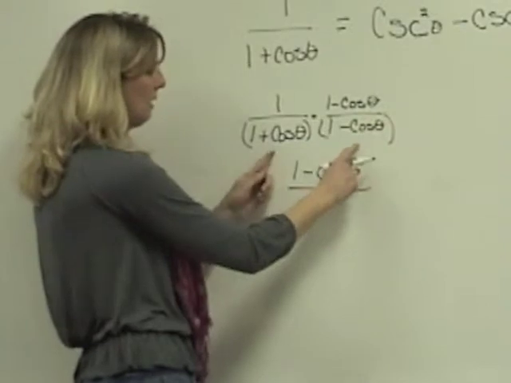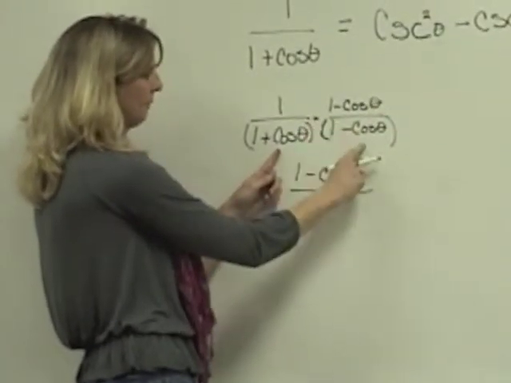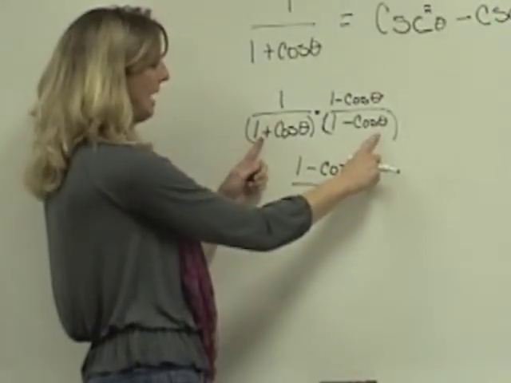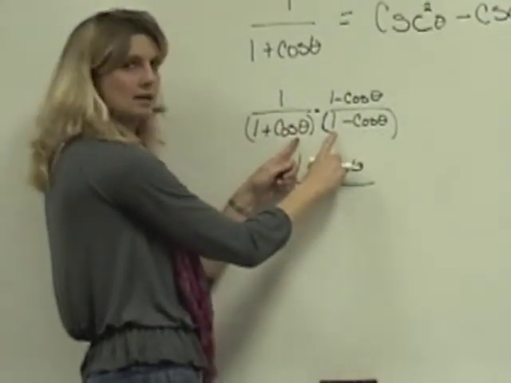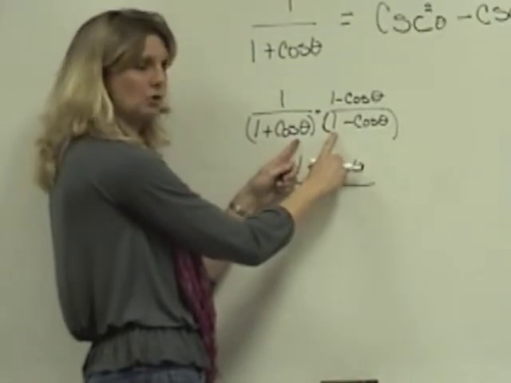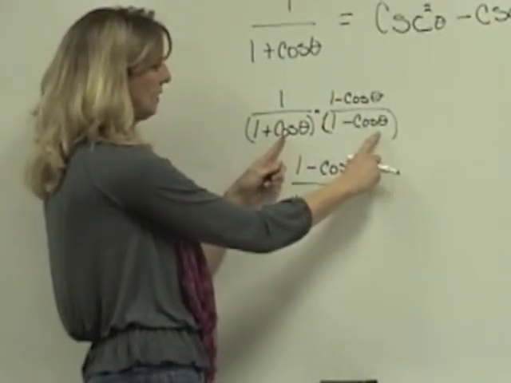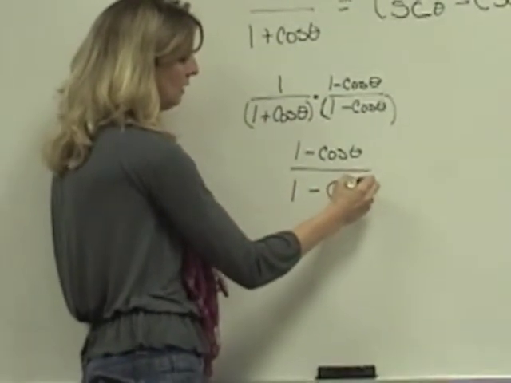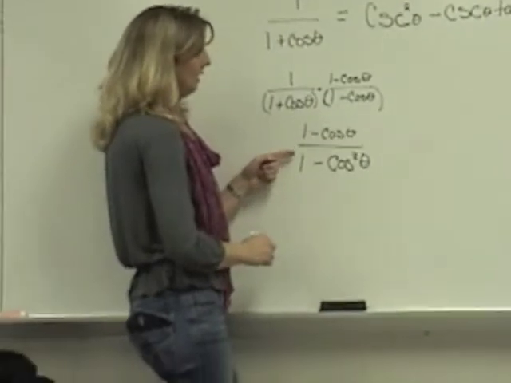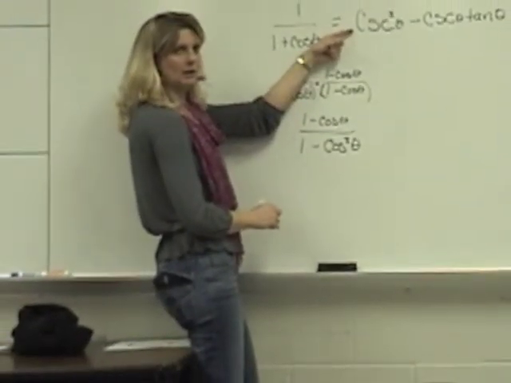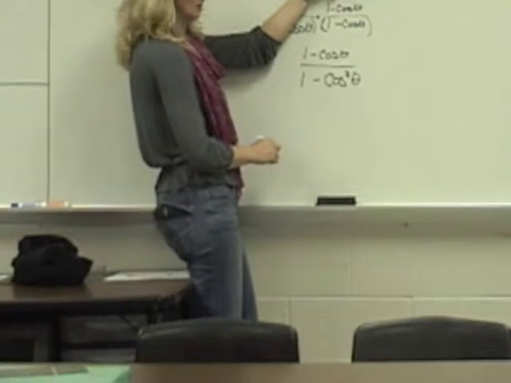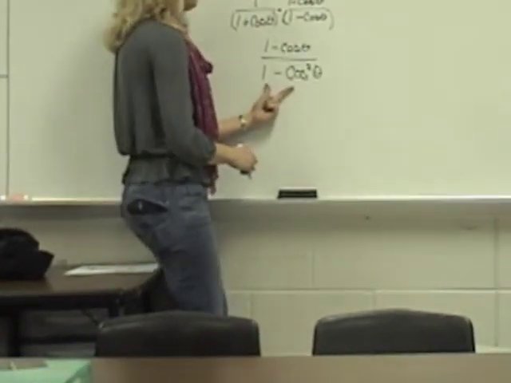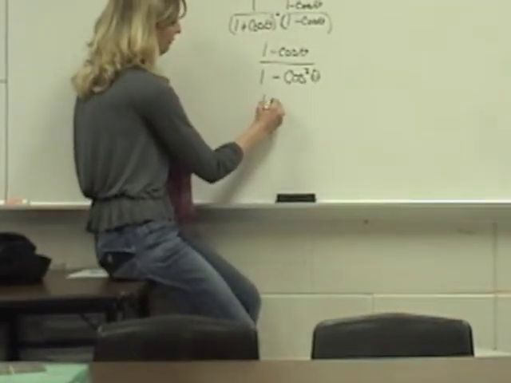When I FOIL my conjugates, the 1 times 1 is 1. And as you remember from conjugates, the outsides and the insides will eliminate each other, so we can go straight to last. Cosine theta times negative cosine theta is minus cosine squared theta. At this point, I don't look like I'm any closer to solving this identity. So what I do notice is that 1 minus cosine squared theta is equivalent to sine squared theta.